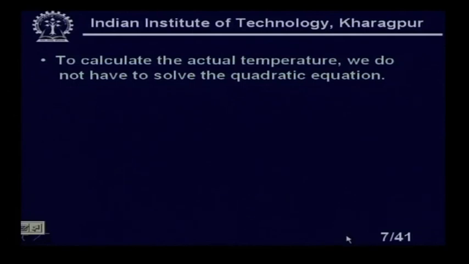Now, to calculate the actual temperatures, we do not have to solve the quadratic equation. You see, the two basic scientists, Callender and Griffith, worked a lot on resistance thermometry. They suggested that instead of solving that quadratic equation, that means a second order equation, because in most cases, even if I take nonlinearity up to the second order, that means R t equal to R naught into 1 plus alpha t, like this one. Let me take a blank page.